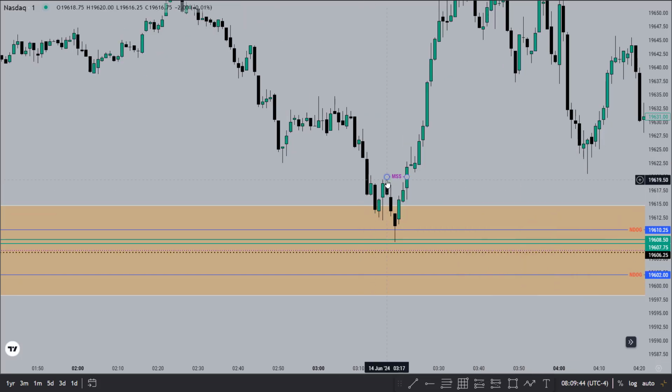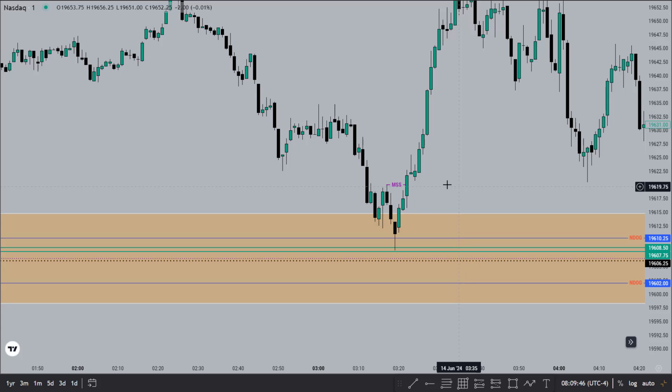This market structure shift is not valid. I really wanted to see it tap to this fair value gap. This swing high will tap to this fair value gap. Then it will be valid for shifting market structure.